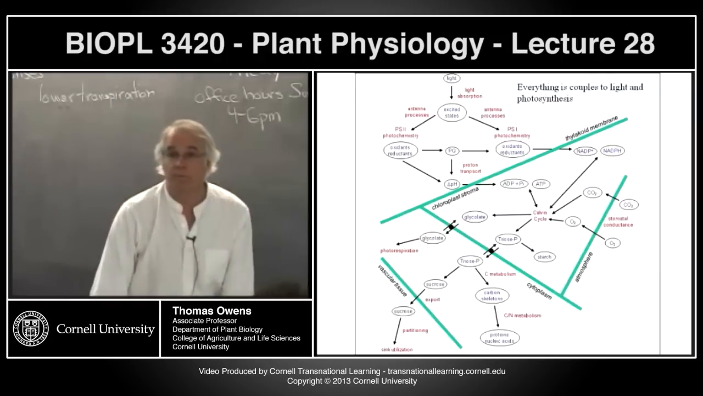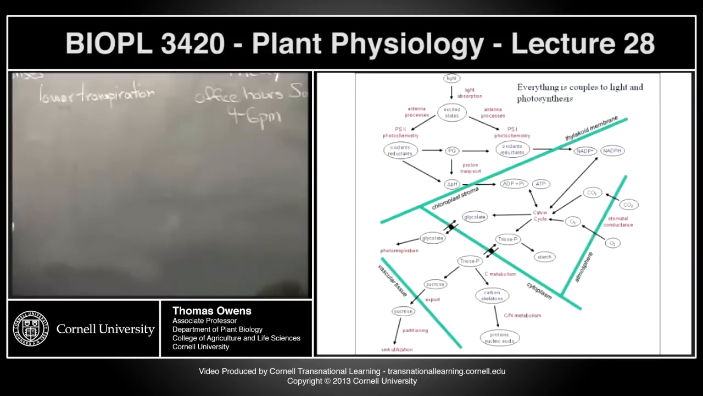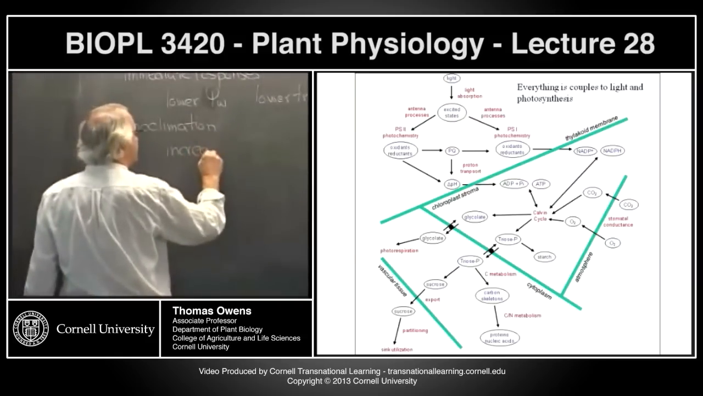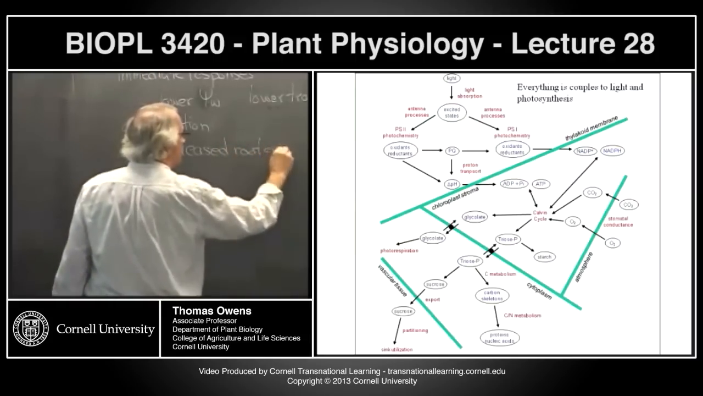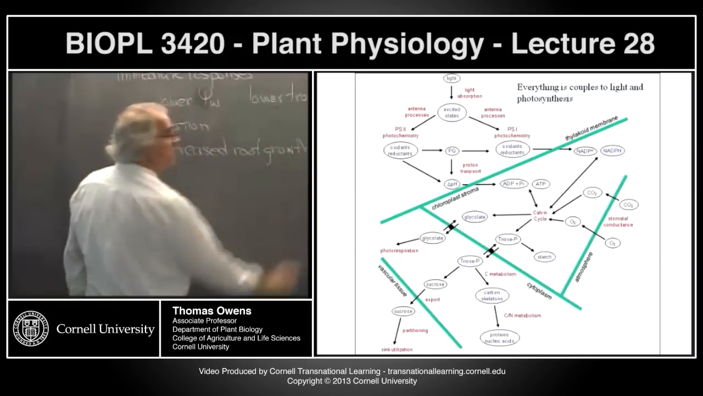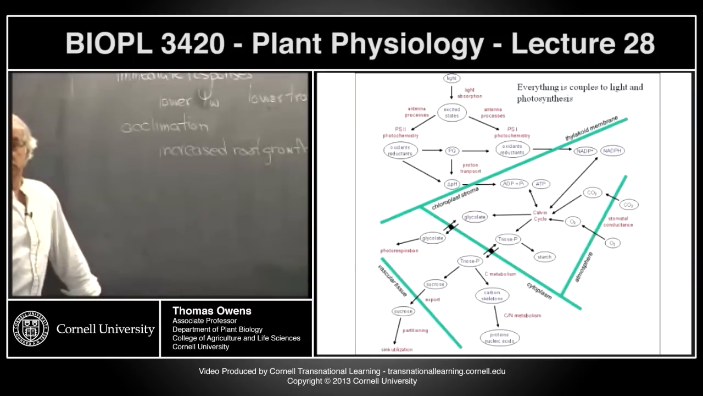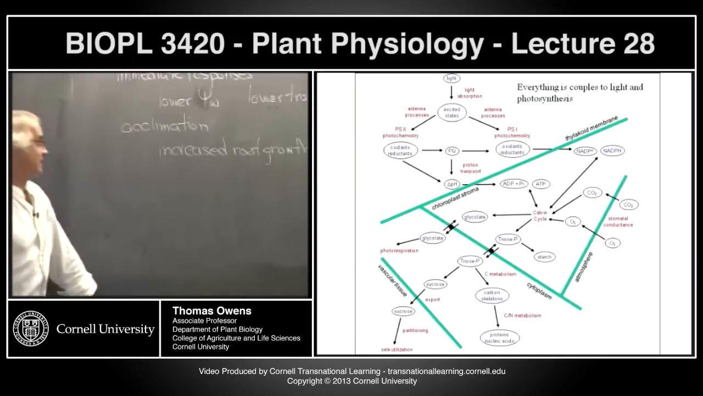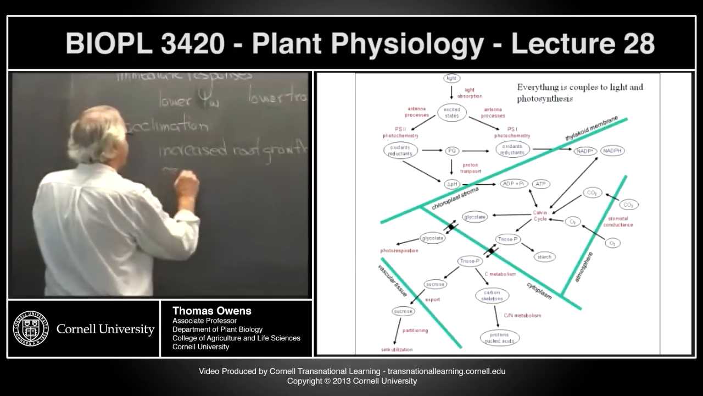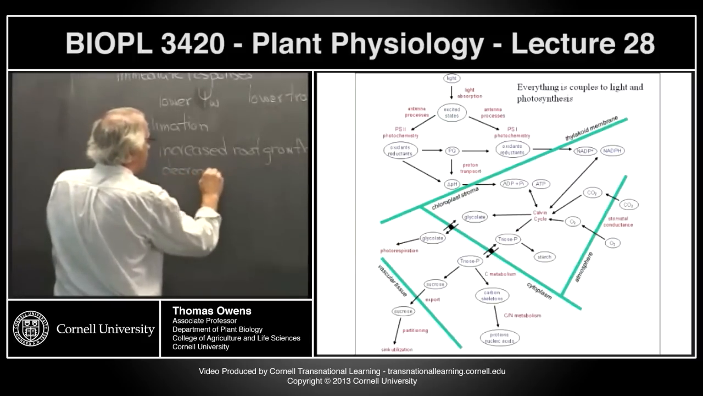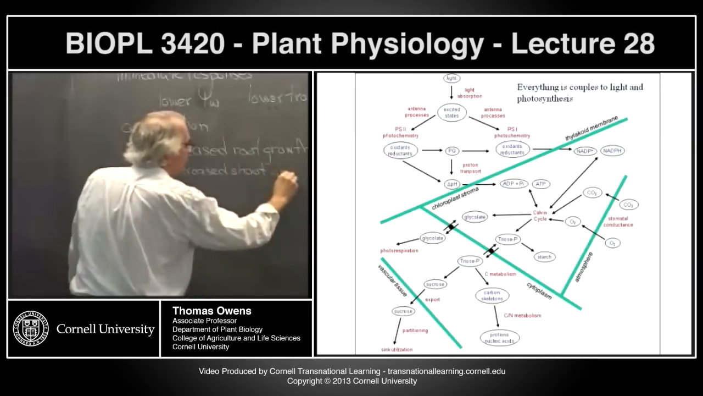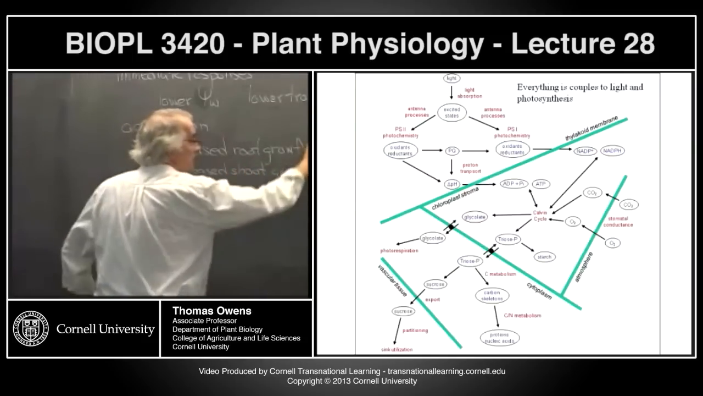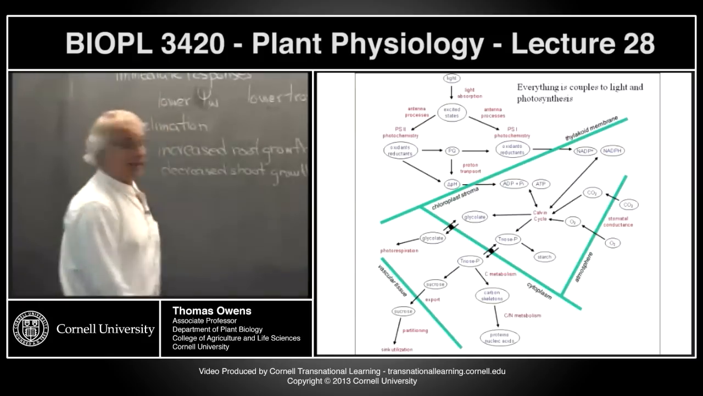Increase root growth? Yeah. And what goes along with that? Yeah, decreased shoot growth. So basically, this is a carbon allocation problem.